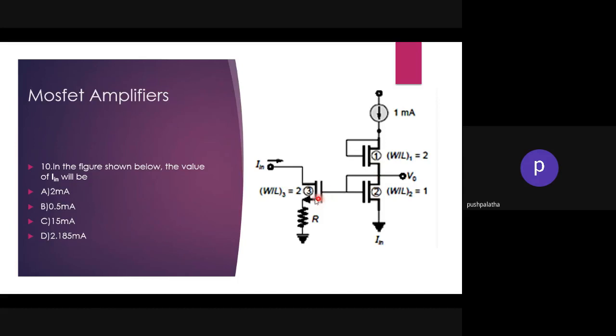Now device 3 and device 2 are connected back to back, right? So what will be your I in? What will be the I in value?